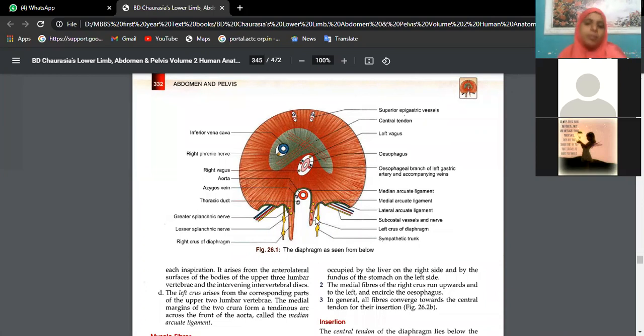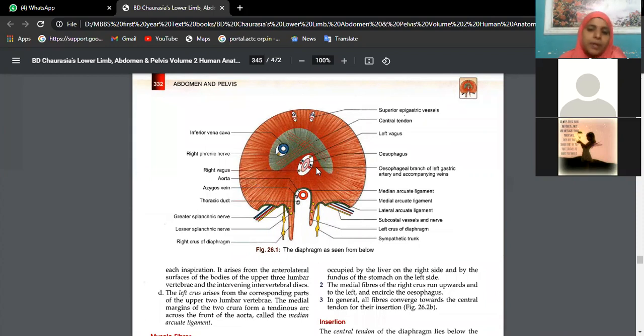Median arcuate ligament. Now, when the muscle fibers are arising from the sternum, from the lower six ribs, and also from the lumbar vertebrae, you will see all are radiating towards the center, no? As though it is sunlight, isn't it? Radiating towards the center, the place of insertion, which is called the central tendon of the diaphragm, which is given in green color. Central tendon is the point of insertion. It is trilobar. That means as though it has three lobes, one pointing towards the xiphoid process, one on the right side, one on the left side.